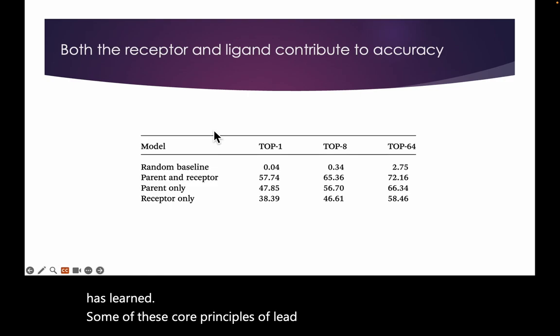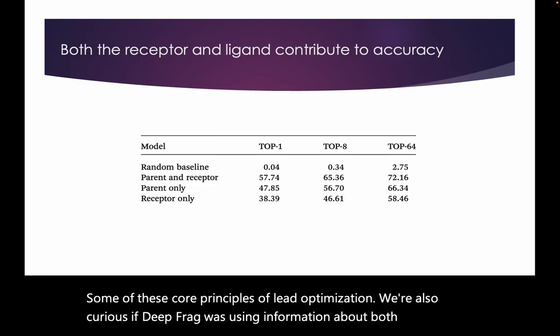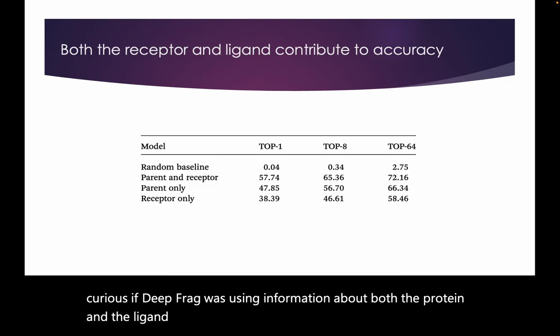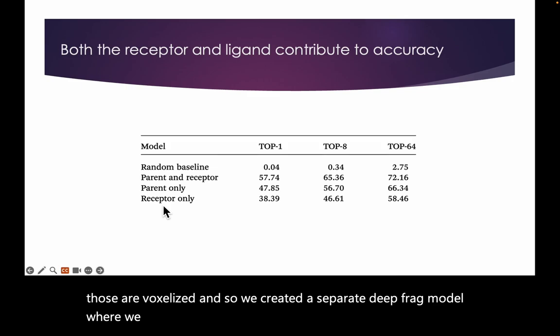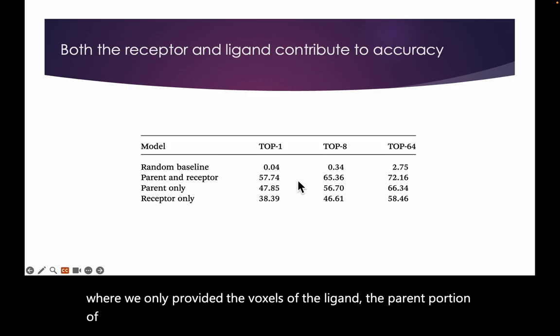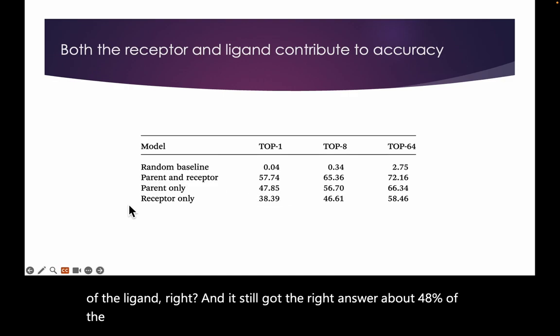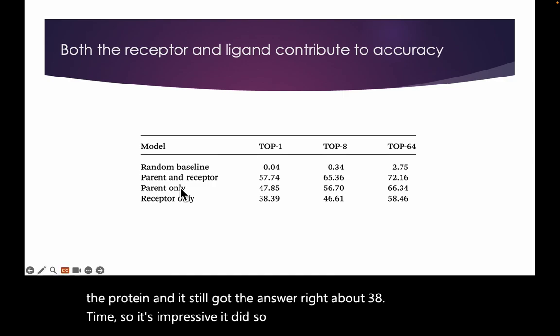We were also curious if DeepFrag was using information about both the protein and the ligand to make its predictions, because remember, both of those are voxelized. And so we created a separate DeepFrag model where we only provided the voxels of the ligand, the parent portion of the ligand, right? And it still got the right answer about 48% of the time. Then we did another model where we only provided it with the protein, and it still got the answer right about 38% of the time. So it's impressive it did so well when it only had some of the information.